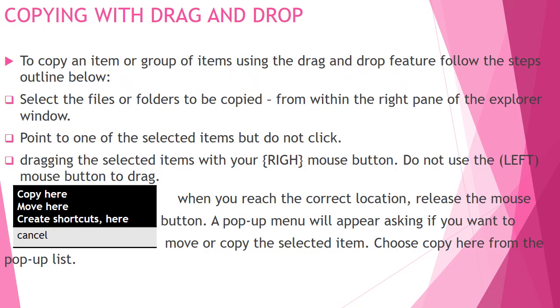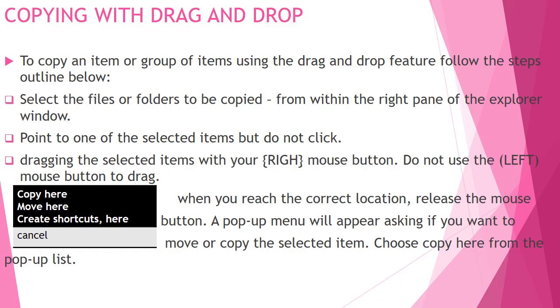So, copying with drag and drop. To copy an item or group of items using the drag and drop feature, follow these steps. Those items might be files, documents, images or pictures. You can use your mouse to double click on it before dragging. Whenever you reach the location you intended, that's where you drop that information. But for you to do this, you have to follow these steps.